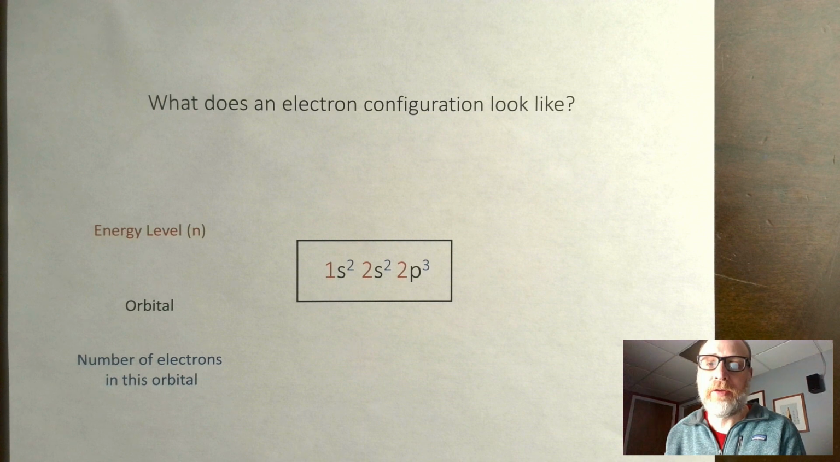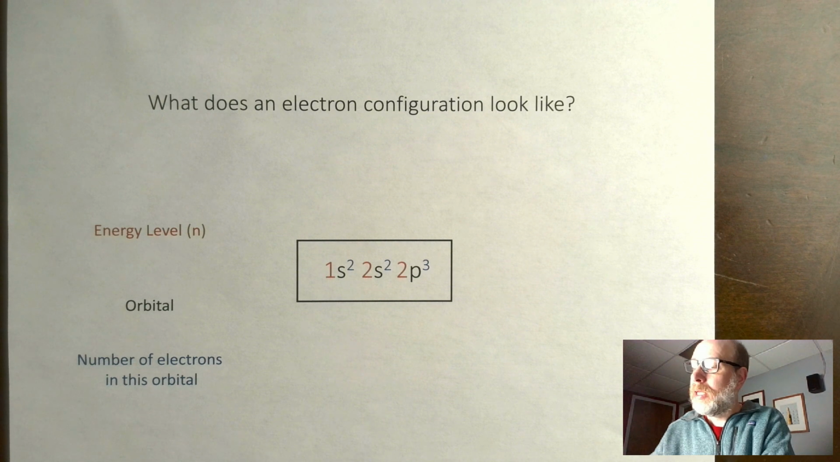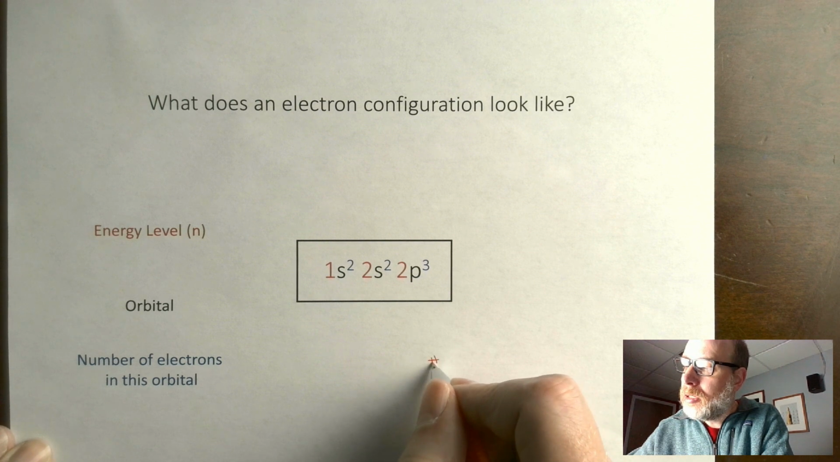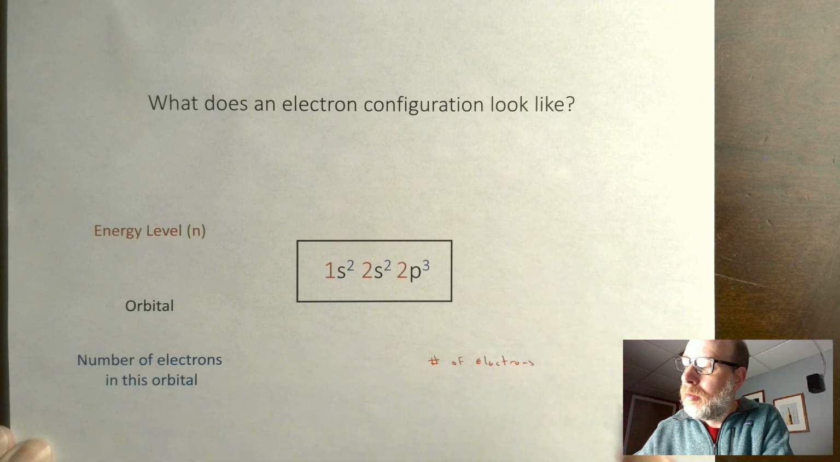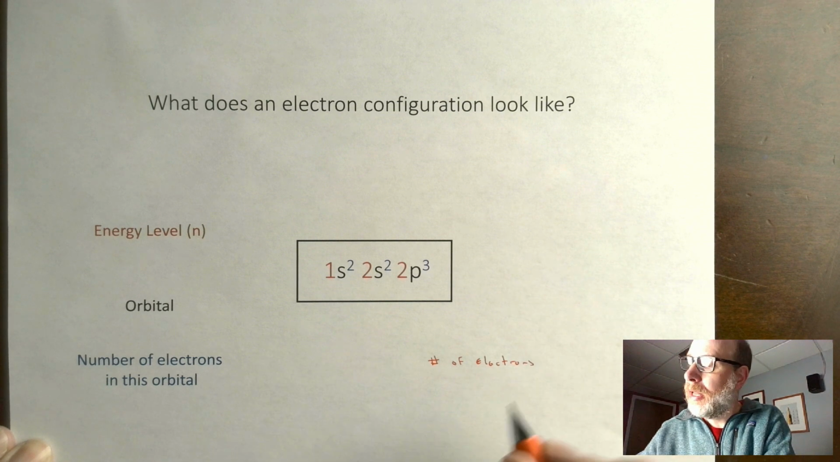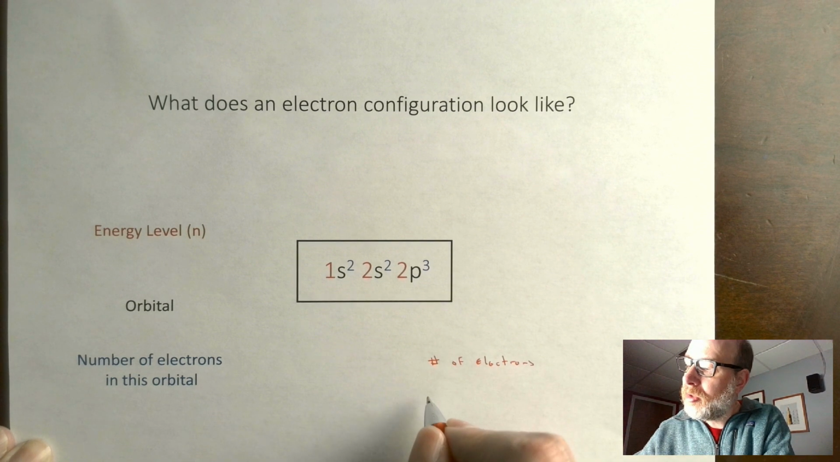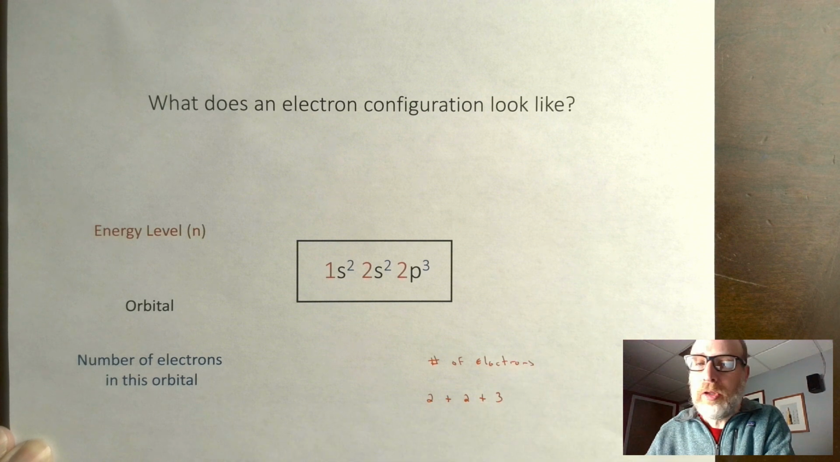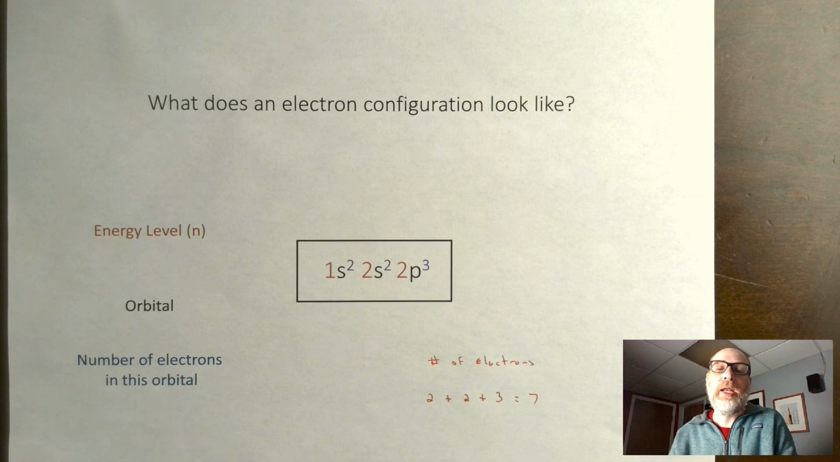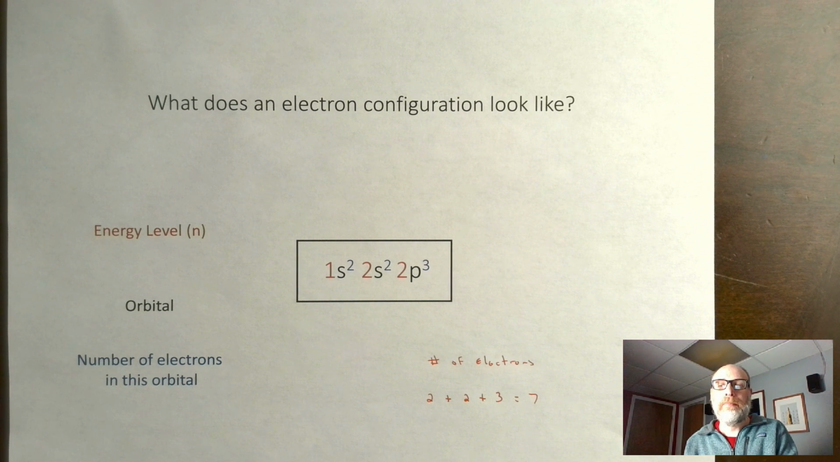So if we were trying to figure out what the identity of this particular element might be, we can take the number of electrons, and that will help us try to figure that out. And our number of electrons in this case is going to be equal to 2 in the 1s plus 2 in the 2s plus 3 in the 2p, or 7 total electrons. So what element on the periodic table has 7 total electrons? All right. How do you find it?